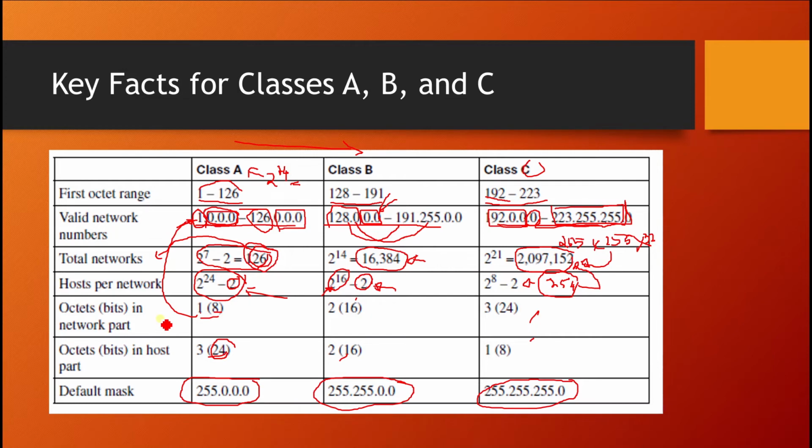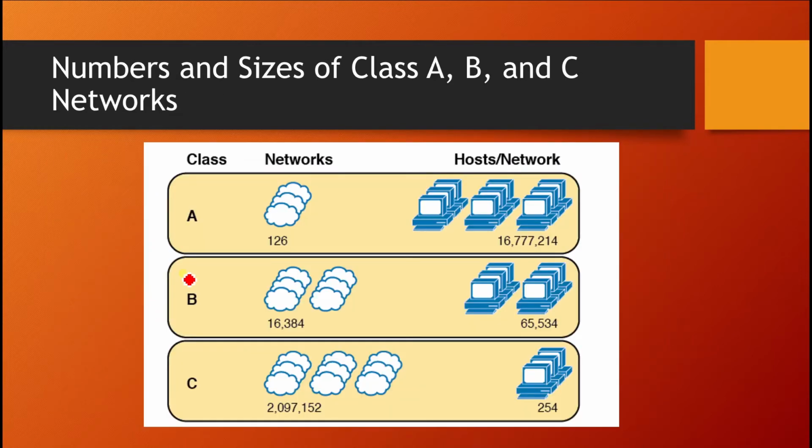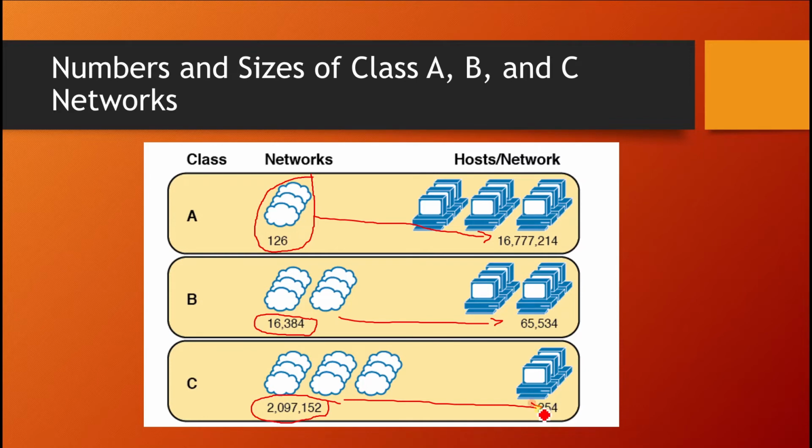So class A, class B, and class C give you a complete idea. See, class A, you have 126 networks. Each network can have 16 million IP addresses. Class B, 16,000 networks. Each network can have 65,000 devices. Class C, you get 2 million networks, but the number of devices per network is reduced. So that's how the networks are designed.